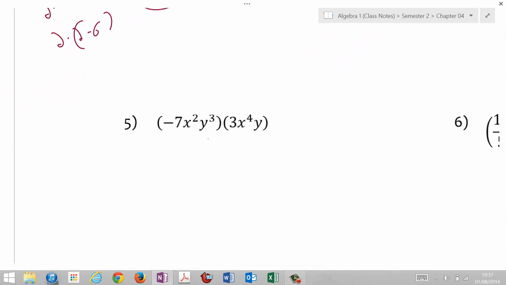Number 5, if I just take it slow, I can group the negative 7 and the 3 to get negative 21. I can take the x squared and the x to the 4th to get x to the 2 plus 4, or x to the 6th, and then y cubed and y to get y to the 4th.